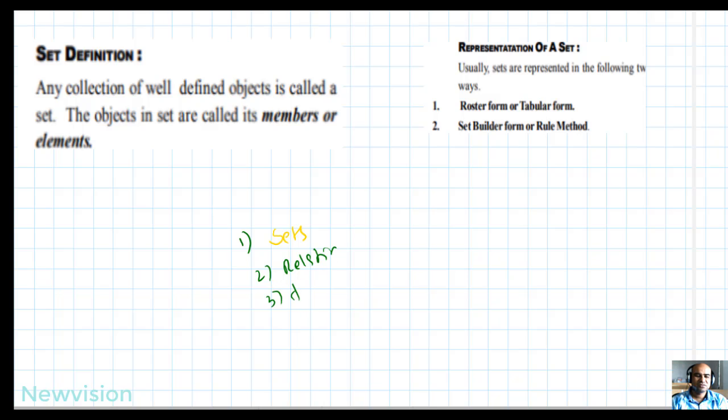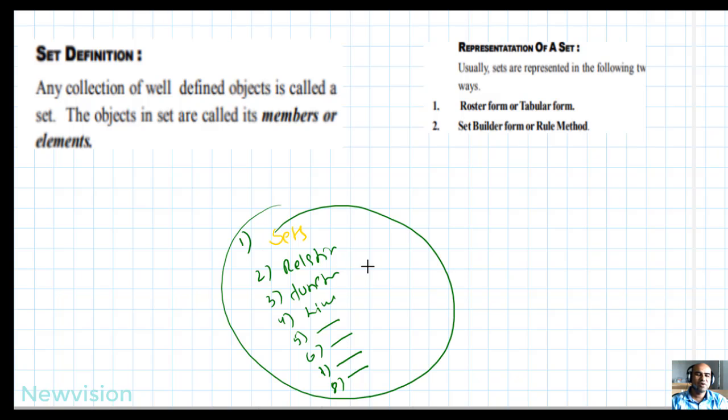Next functions. Next limits. Next differentiation. Next application of differentiation. Seventh one, integration and application of integration. This is the order, and this total belongs to calculus. So first of all, we need to complete sets, relations, after that functions, limits, differentiation, application of differentiation, integration and application of integration. So one chapter is interlinked with another.